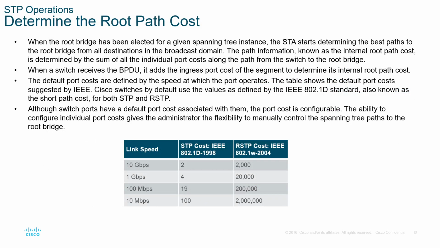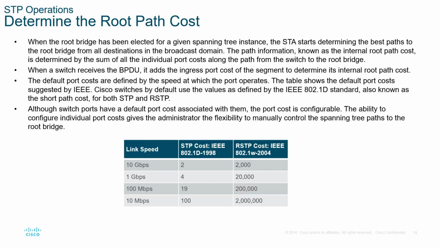Now let's talk about how to determine the root path cost. When the root bridge has been elected for a given spanning tree instance, the STA starts determining the best path to the root bridge from all the destinations in the broadcast domain. The path information, known as the internal root path cost, is determined by the sum of all the individual port costs along the path from the switch to the root bridge. When a switch receives the BPDU, it adds the ingress port cost of the segment to determine its internal root path cost. The default port costs are defined by the speed at which the port operates.